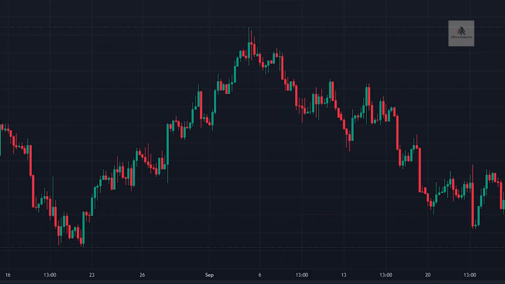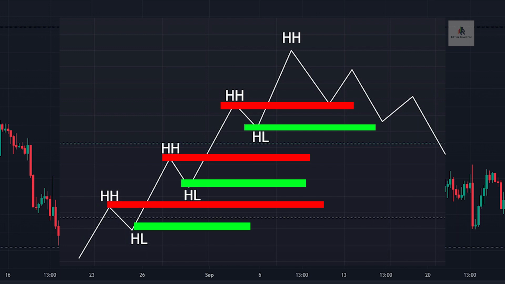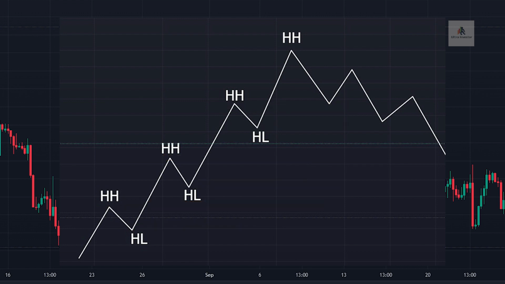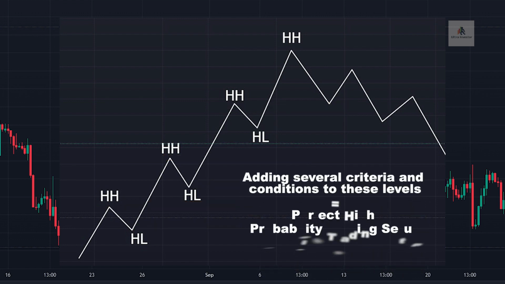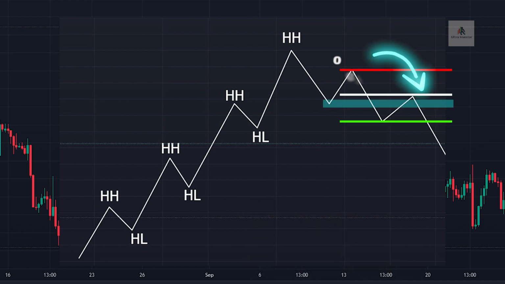Firstly, we will discuss the trend and structure levels. Consider an uptrend with a series of higher highs and higher lows. The highs and lows in this scenario will form market structure levels that the price can potentially react to when it returns to them. Traders often construct their trading plans around these levels, but we have found that by adding several criteria and conditions to these levels, they can become a perfect high-probability trading setup. For instance, if the previous level of structure lines up with the 618 Fibonacci retracement level, it can increase the accuracy of the trading strategy.